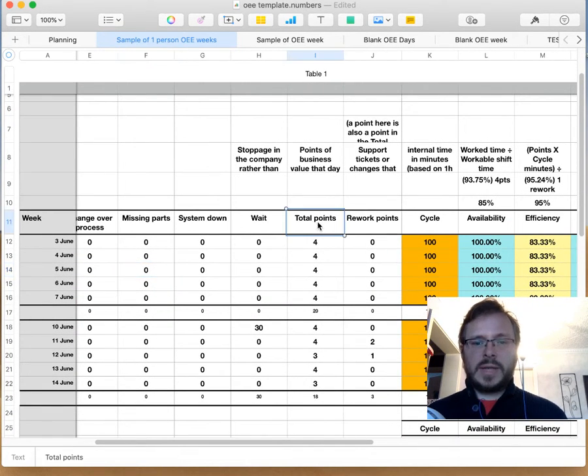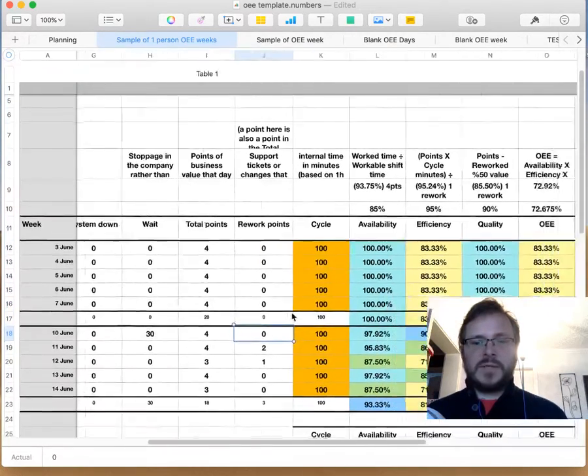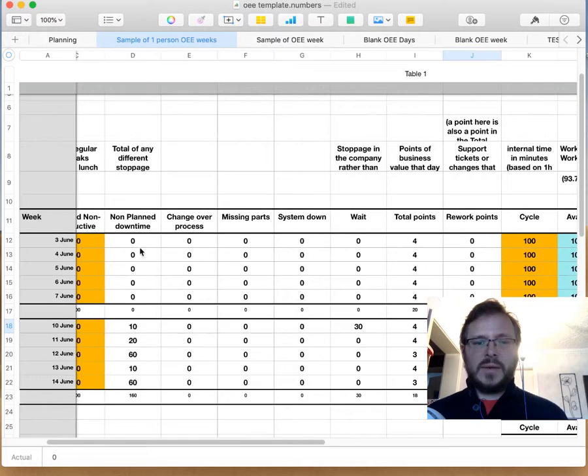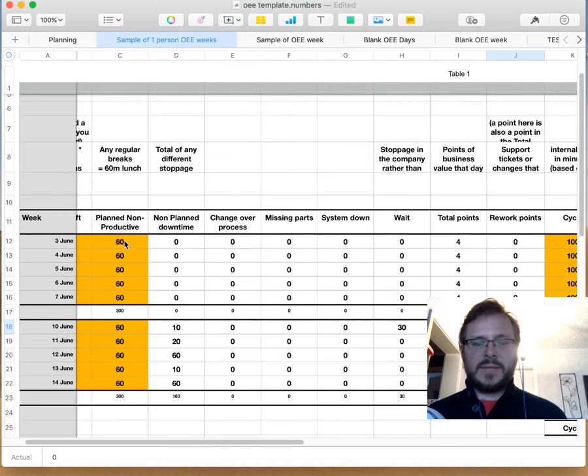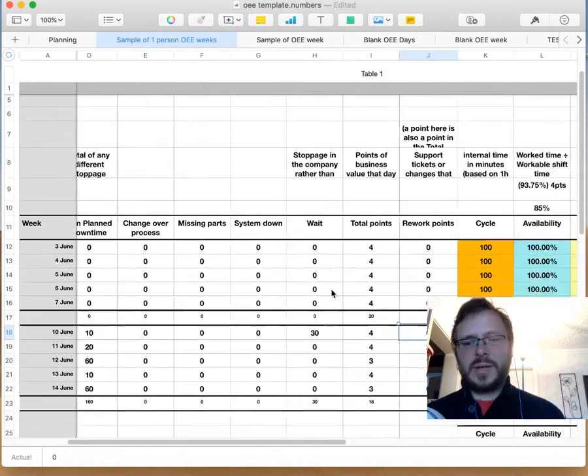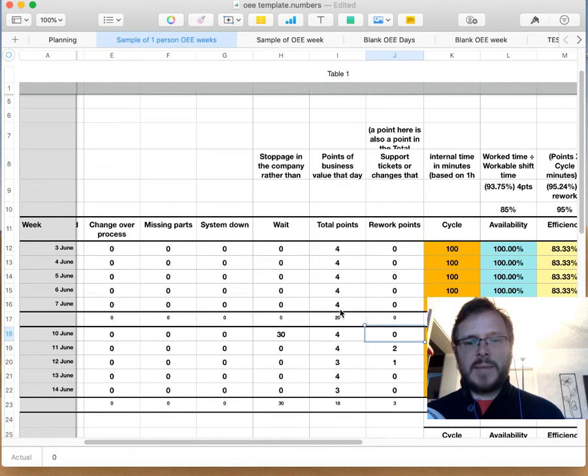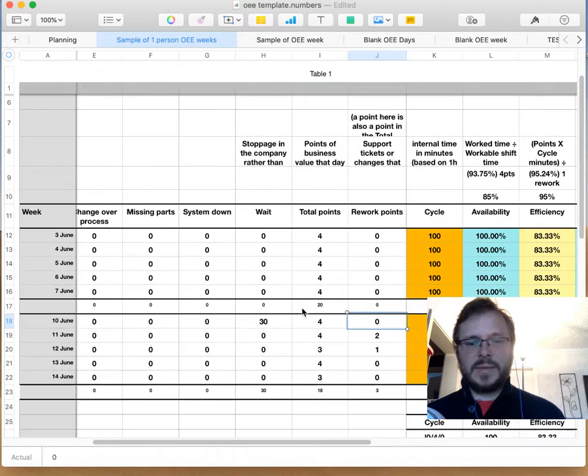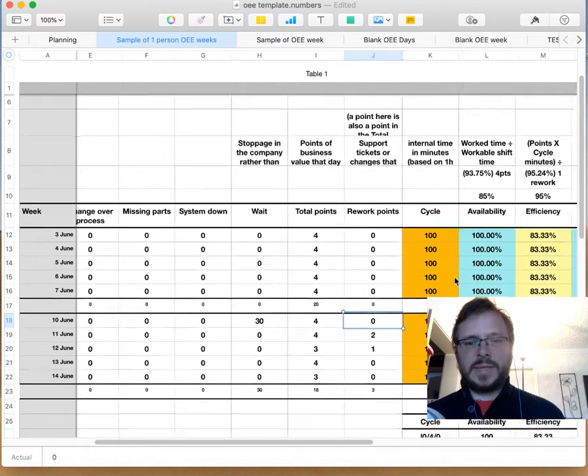Then we've got the total points for that day and the total reworked for that day. So if you like, this is an ideal day. We've had an hour, so that's a lunch break and a couple of short breaks. We've had no downtime, no troubles that week, and we produced our 4 points every day. So we met our mark of 20 points for the week.